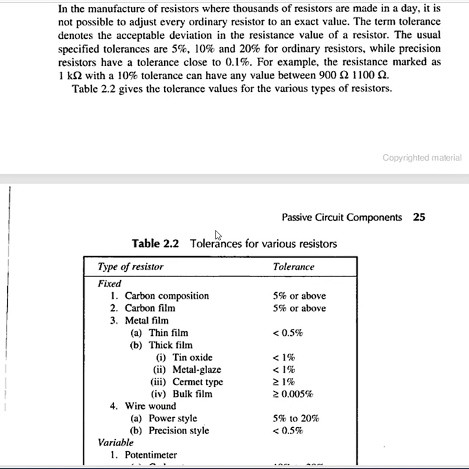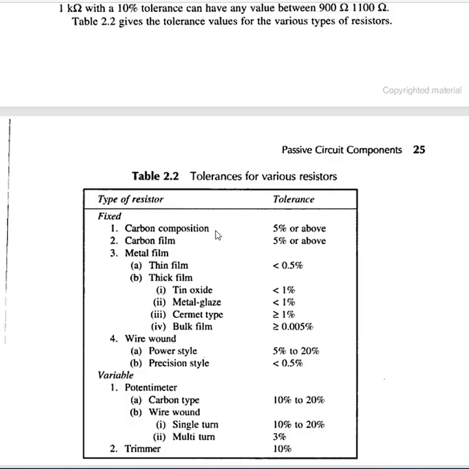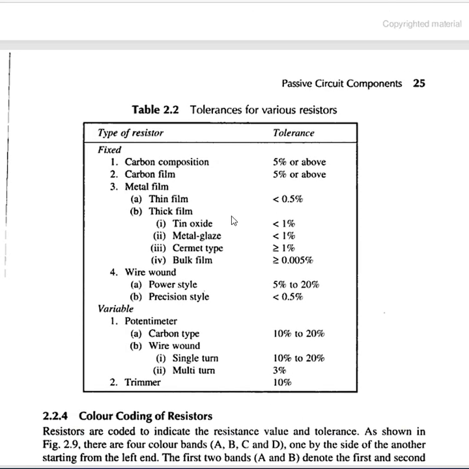Table 2 shows the tolerance values for the various types of resistors. Fixed resistor: carbon composition has a tolerance of 5% or above. Carbon film, 5% or above. Metal film: thin film, less than 0.5%. Thick film tin oxide, less than 1%. Metal glaze, less than 1%. Cermet type, greater than or equal to 1%. Bulk film, greater than or equal to 0.005%.